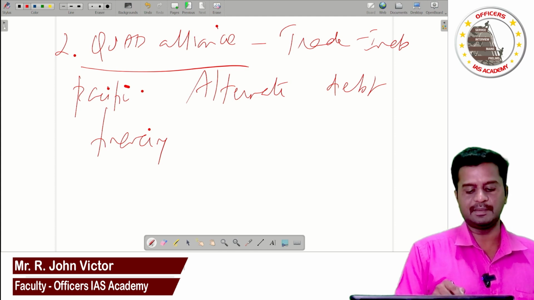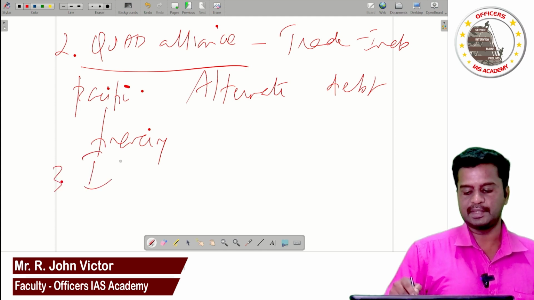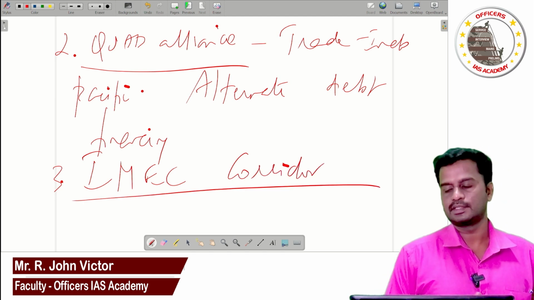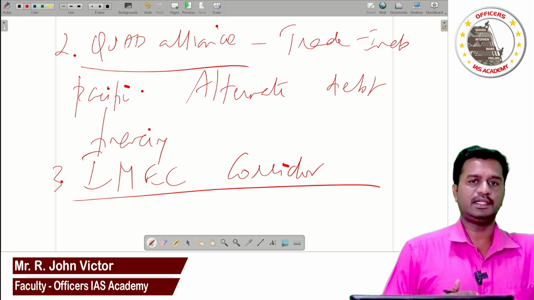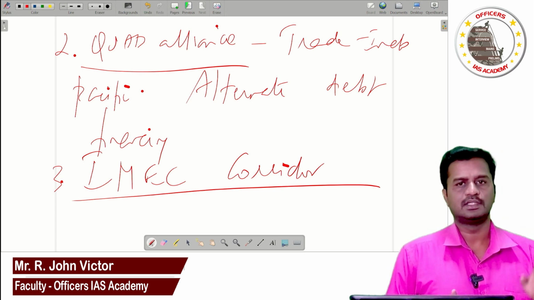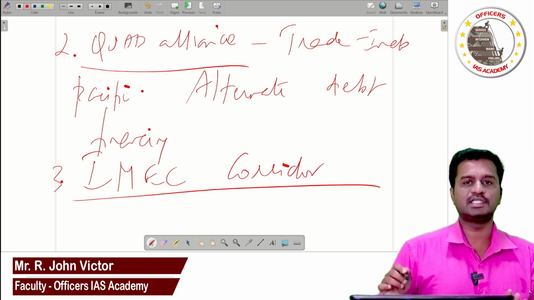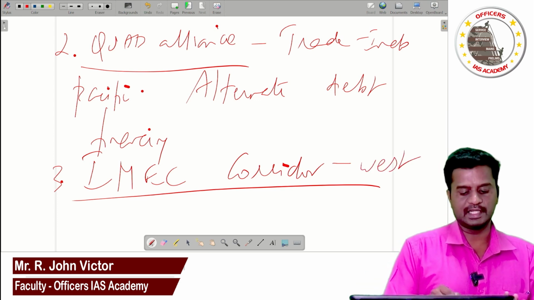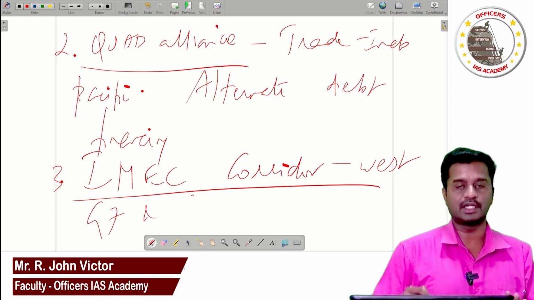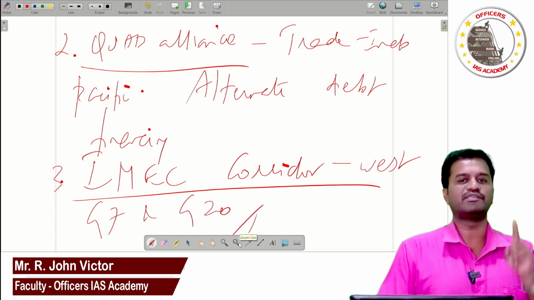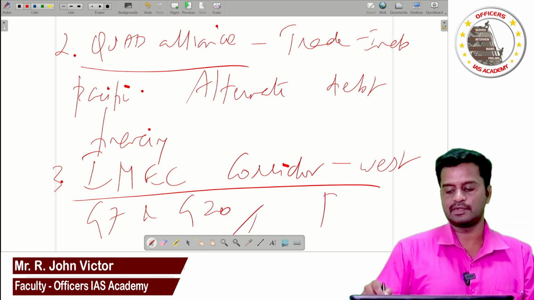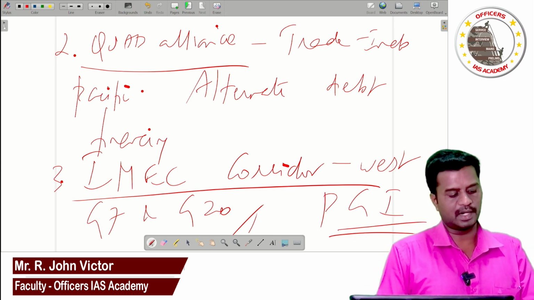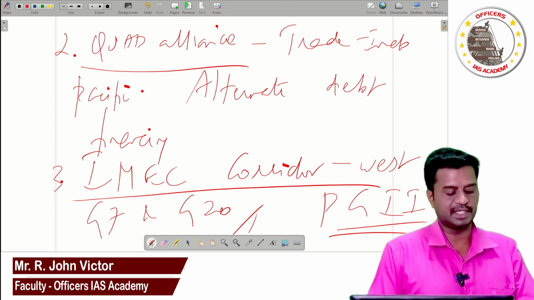Third example is a very important example. IMEC corridor. India, Middle East, Europe corridor. This corridor connects India with Europe passing through Middle East. This is a very important corridor. IMEC corridor is an initiative of the West. Okay. Generally G7 and G20 countries are involved here. The IMEC itself is a part of the larger initiative called PGII. Okay. Partnership for Global Infrastructure and Investment, PGII.